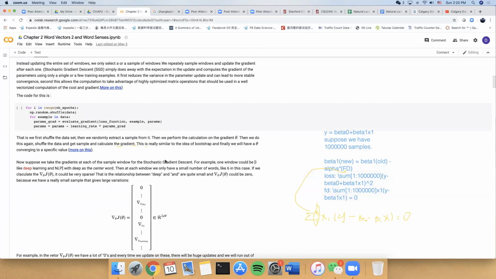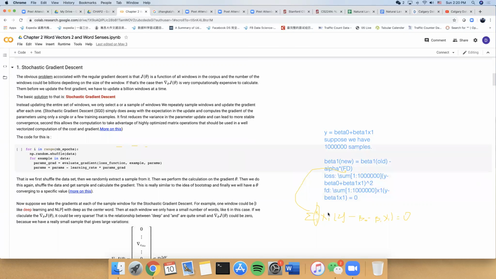Stochastic gradient descent is basically just that. Let's think about this part. Instead of using all the samples from 1 to 100,000, why not just pick 10 samples here? Pick a mini batch, randomly select 100 or 10 samples, a really small size. Or maybe we can randomly select one sample.